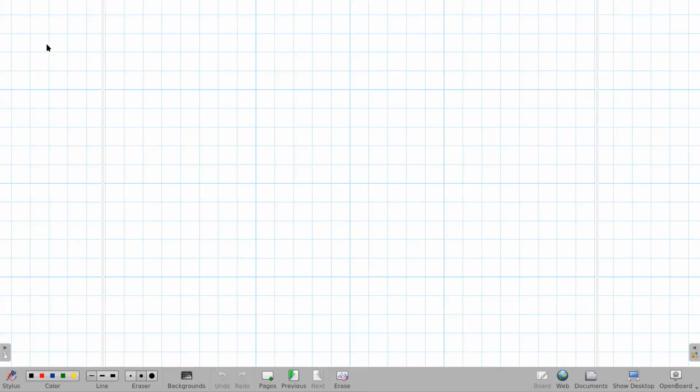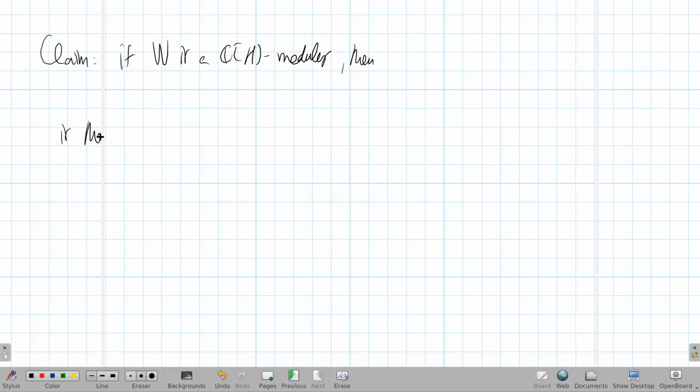So my claim is, if W is a CH module, with the notation GH and so on constant in the last few slides, then W is, up to isomorphism, induced. I left a space here to write what this object is, the induced CG module.